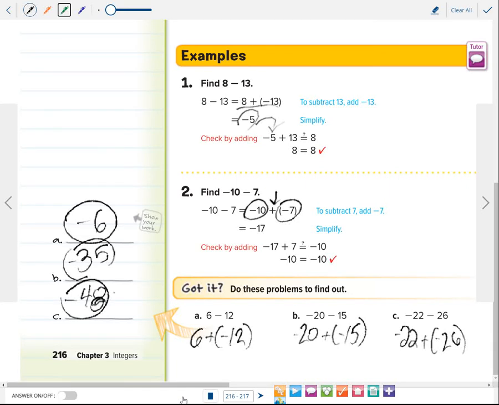All right, so I'm going to talk my way through these. For A, we have 6 plus negative 12. So on a number line, we'd be at 6, and we're adding negatives to it, so we go to the left 12 units. So it becomes negative 6. For B, we have negative 20 plus negative 15. We have two negative numbers here that we're adding together. It becomes more negative, so it becomes negative 35. Then we have C. We have a negative number plus another negative number, so it's becoming more negative, and it comes out to be negative 48. Any questions about that?